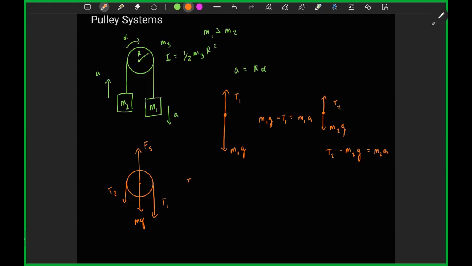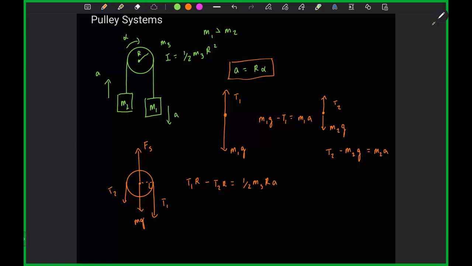Instead, we have T1, which acts at a distance r from our reference point at an angle of 90 degrees. So that will produce a torque T1 r in the direction of our angular acceleration. That's why I've chosen to make it positive. And then we will have T2 r against our angular acceleration, and this will equal I alpha, or 1/2 m3 r squared alpha. All right. And so now we have a third equation, but we've added another unknown, namely alpha, except, of course, recall that a equals r alpha, and therefore we can replace one factor of r as well as alpha with just a.